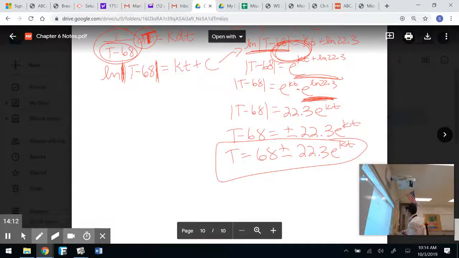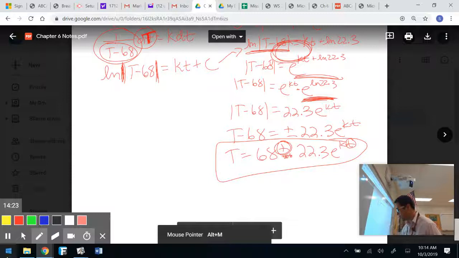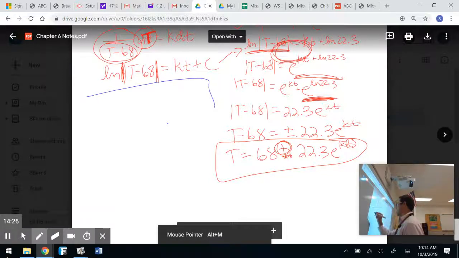condition. And what was it? They said if I put a 0 in there for t, I've got to get 90.3. So that means we're going to get rid of that. It's got to be the plus case. So here we go. Let's turn this guy blue because this problem's so fun. We're kind of trying to solve a murder here.